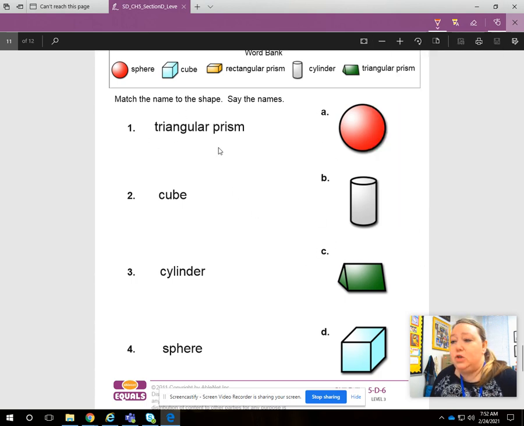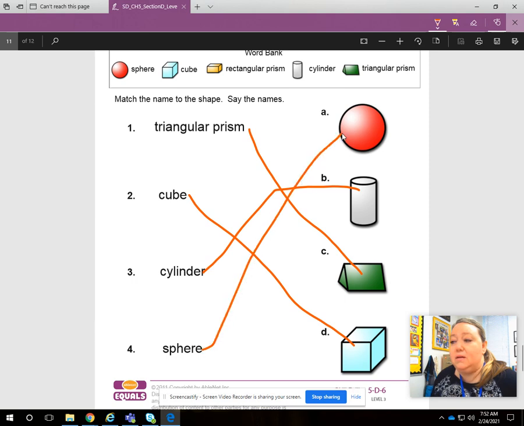So I have triangular prism. I'm going to match that up with the triangular prism. I have cube here. I'm going to match it up with the cube down here. I have cylinder, match it with the cylinder, and sphere. I'm going to match it with the sphere.